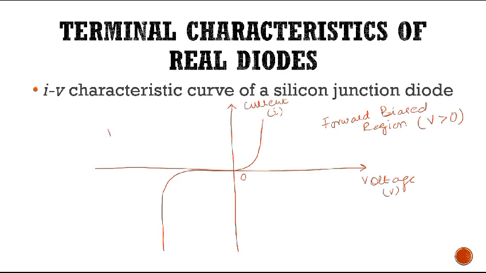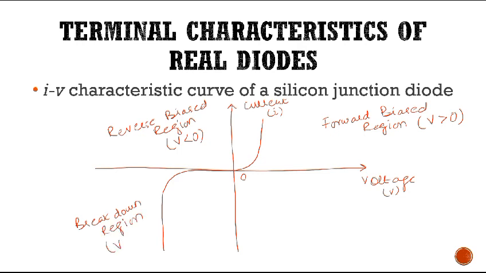This second region is the reverse biased region, which is determined by V is less than 0. And the third region is the breakdown region, which is determined by V very much less than 0. Now, these three regions are modes of operation of real diodes.